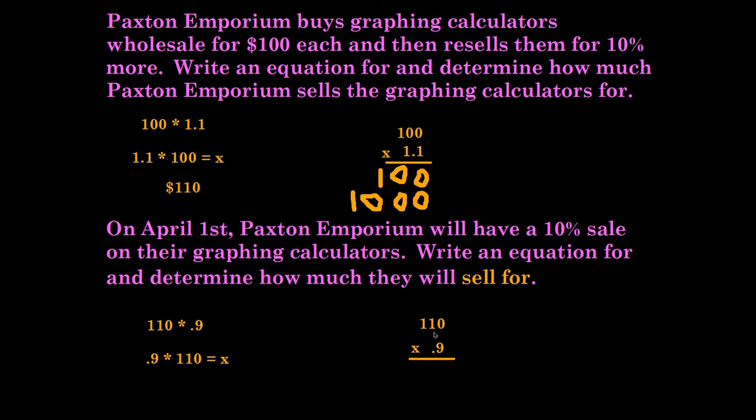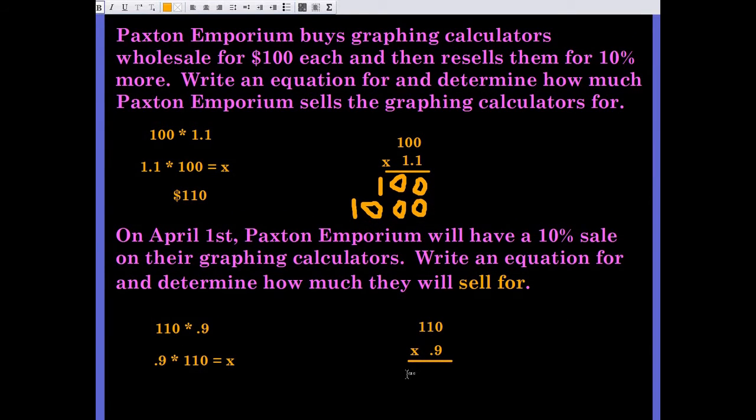Okay, so I set that problem up over here, this 9/10 times 110, and I think most of us can do this mentally, but just in case, 9 times 0 is 0. So 9 times 1 is 9, and 9 times 1 is 9. I need my decimal placement, which there's only one digit to the right of a decimal, which means my decimal is going to go right there. So the graphing calculators are selling for $99.